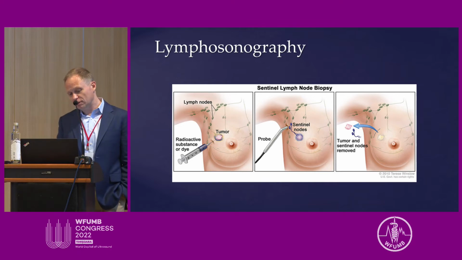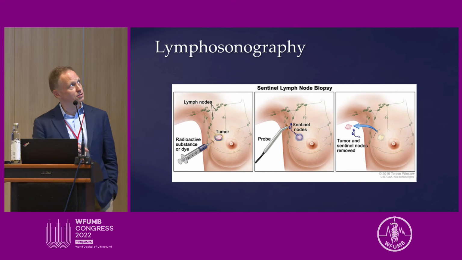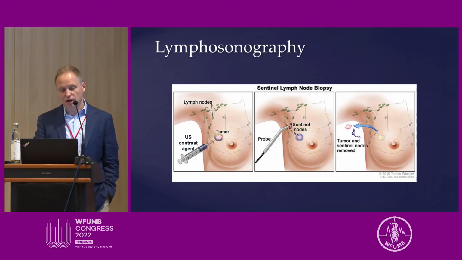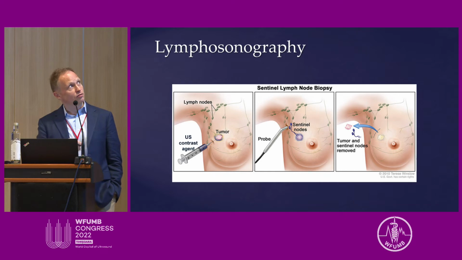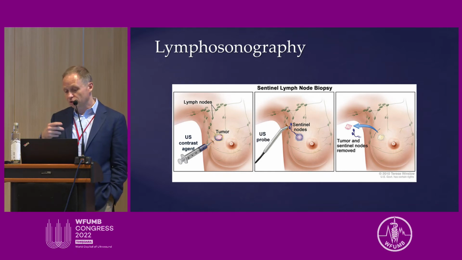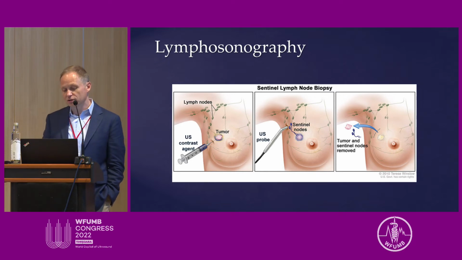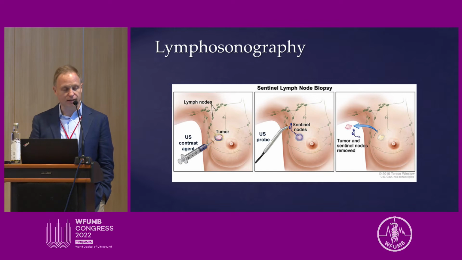So with lymphosonography, you basically replace radioactive dye injection with injection of ultrasound contrast agent. Instead of a radioactivity probe, you use the ultrasound probe, and you can trace those lymphatic channels. You can find sentinel lymph nodes, and you can take them out.